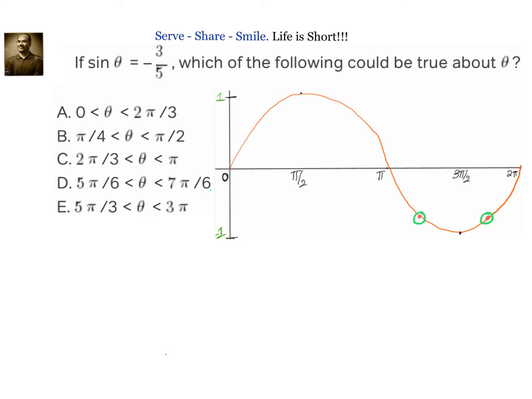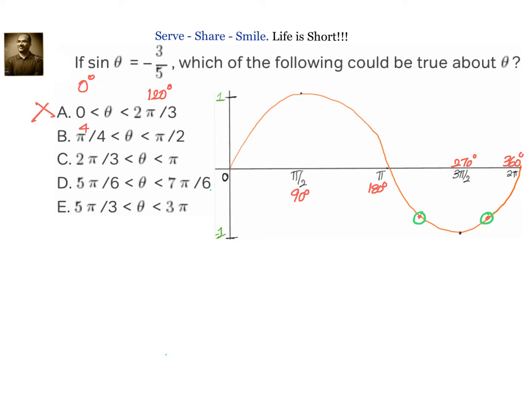First option, A: 0 less than theta less than 2 pi by 3. What is 2 pi by 3? 2 pi by 3 means 2 into 60 degrees, so 2 pi by 3 radians is 120 degrees. 0 to 120 degrees, that means, can I say this is 180 degrees for our understanding. This is 90 degrees, this is 270 degrees and this is 360 degrees. Now you can clearly see from 0 to 120 sine is positive, so this is ruled out.